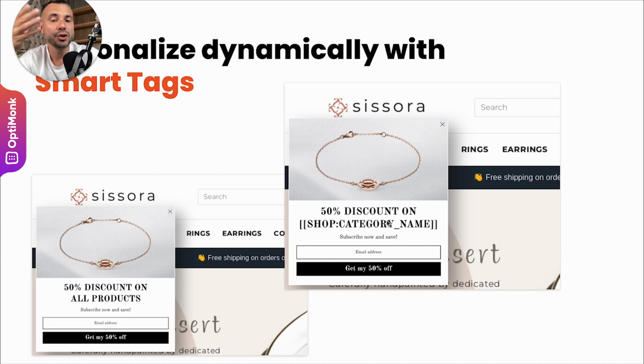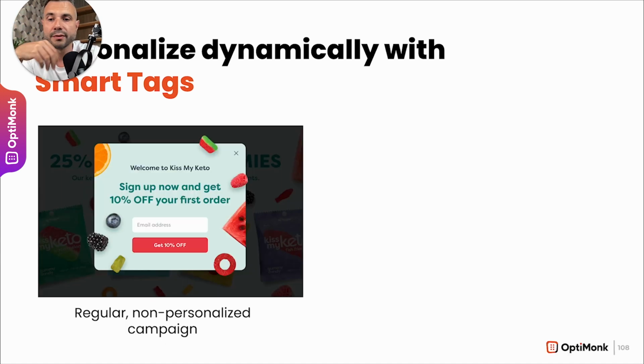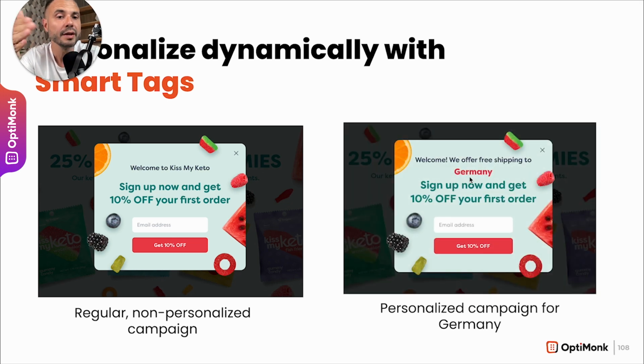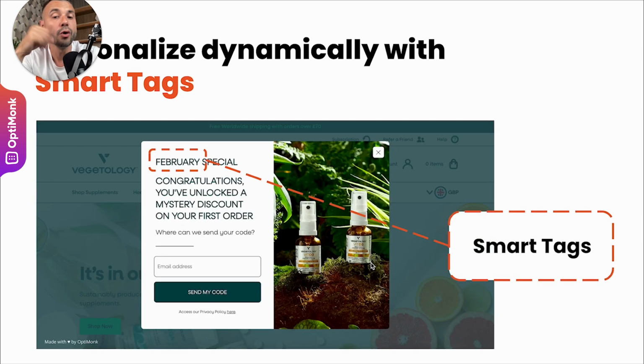You can use it, of course, not just for category name. There are multiple smart tags you can use. For example, you can use it to personalize your messages based on the country and use the country name smart tag to insert the name of the country the user is browsing from into your pop-ups. Or you can use the name of the current month smart tag to make your pop-ups seem relevant and always display the actual month in your pop-ups. And for example, in April, it will show April special.